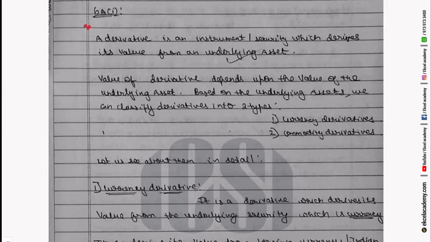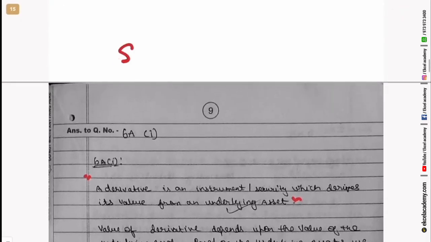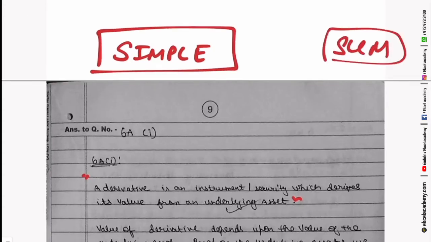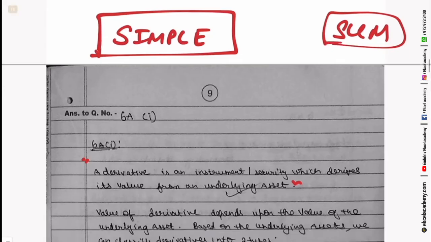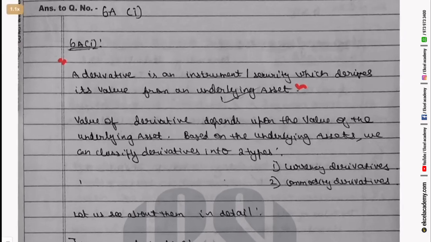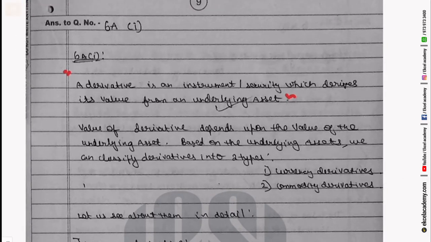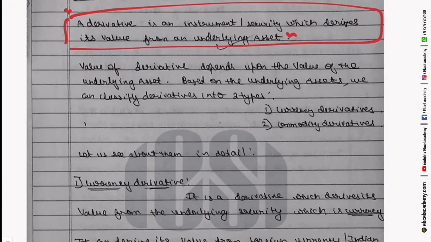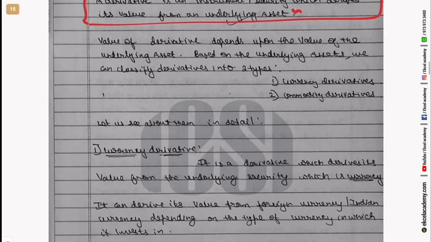So see here, a derivative is an instrument which derives from an underlying asset. See, very simple English. Even in the coaching classes, when I did the recorded SLCM classes, I always used to tell, please use simple English. And I'm so happy that the student who does not want his name to be revealed has used it. And really, he is very hardworking. It's impossible to do this. See, such simple English. So nice. Right? So this is what has been done.